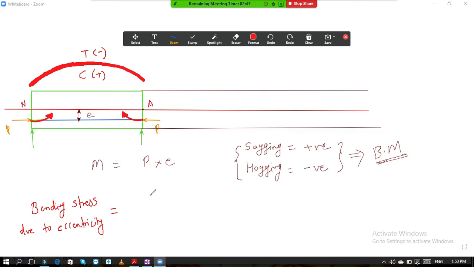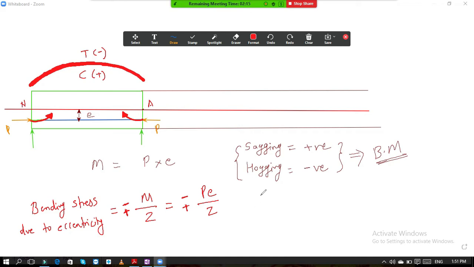So bending stress due to eccentricity is again M by Z. The basic formula is M by Z. So M is nothing but P into e, divided by Z, due to eccentricity. Now see, your tension is at top, compression is at bottom. So at top it is minus, at bottom it is plus, because your tension is now at top and compression is at bottom. Okay, so this is the bending stress due to eccentricity.